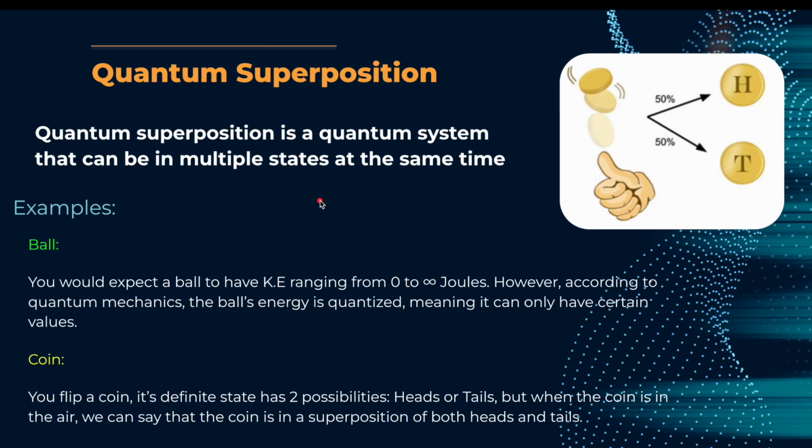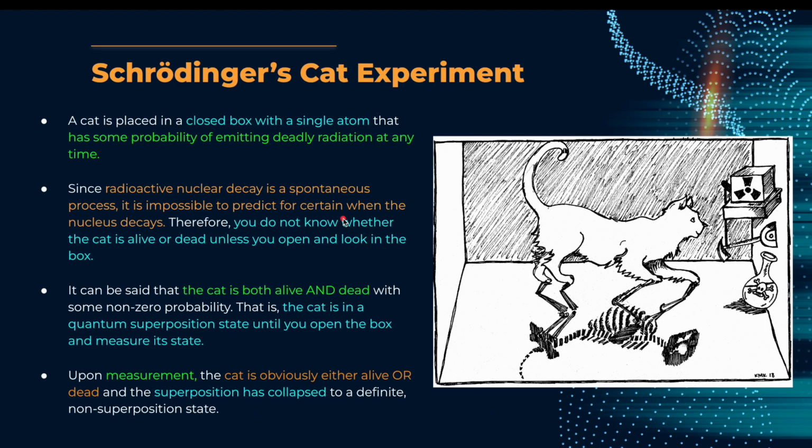And now what's quantum superposition? Quantum superposition means existing in multiple states at the same time. So take a coin for an example. If you flip a coin, its definite state has two possibilities, right? Heads or tails. But when we're talking about quantum superposition, we'll say that the coin is heads and tails at the same time. And to look further into this, let's dive into the Schrodinger's cat experiment.